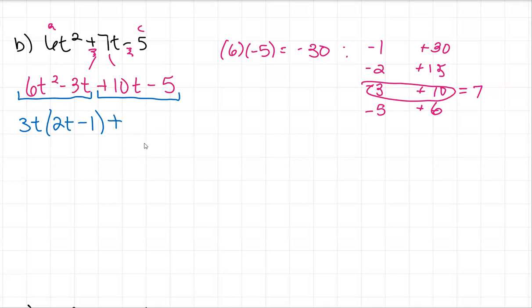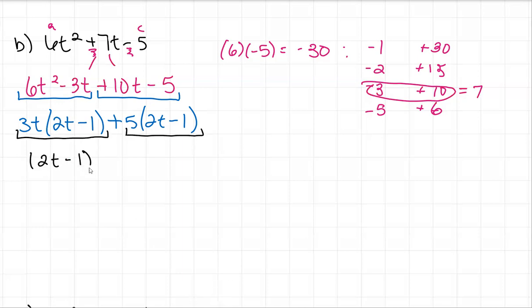Plus, put that plus down. GCF between 10t and minus 5, that's going to be positive 5. I don't have a negative here, so I don't have to worry about factoring a negative out. 10 divided by 5 is 2t. 5 divided by 5 is minus 1. So now here are our two terms, our two pieces. What do they have in common? 2t minus 1. We can factor that out, and I'm left with 3t plus 5.